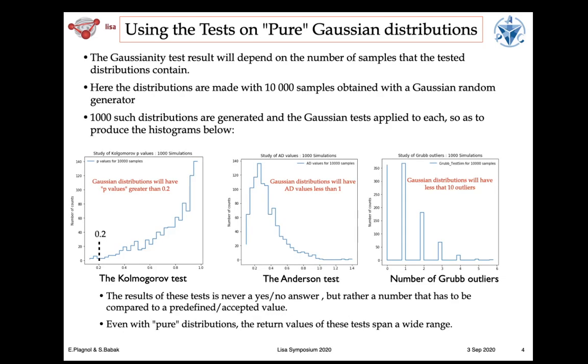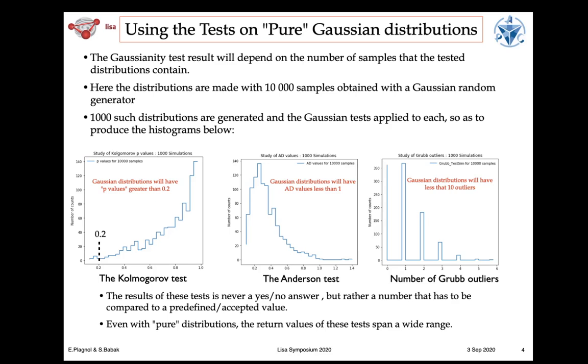Now, before applying these tests to the physics, we would like to use them on some simulated data. So here we are considering distributions made of 10,000 samples obtained with a Gaussian random generator. We have generated 1,000 such distributions, and the Gaussian tests were applied to each so as to produce the histogram below. On the left, we see the statistics of the Kolmogorov p-value, and we see that most of the events corresponding to these 1,000 distributions correspond to a p-value superior to 0.2, and we'll keep in mind this value for the future slides.